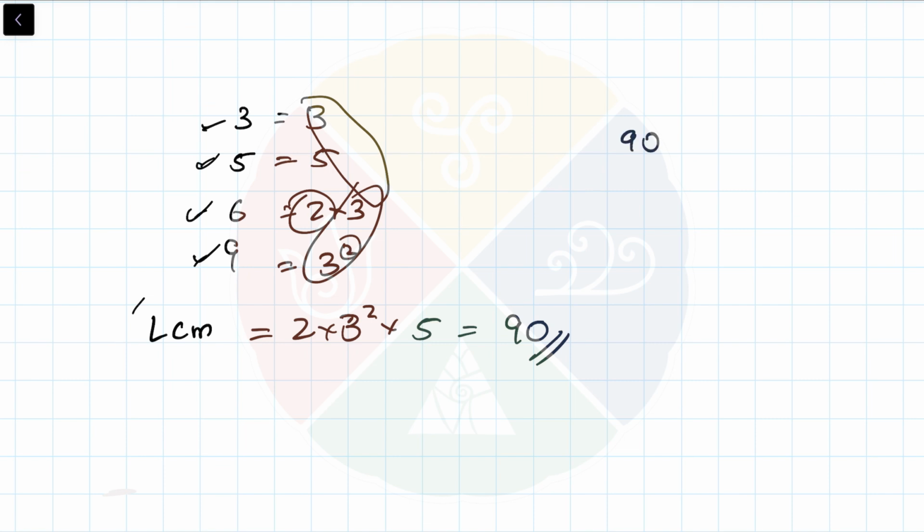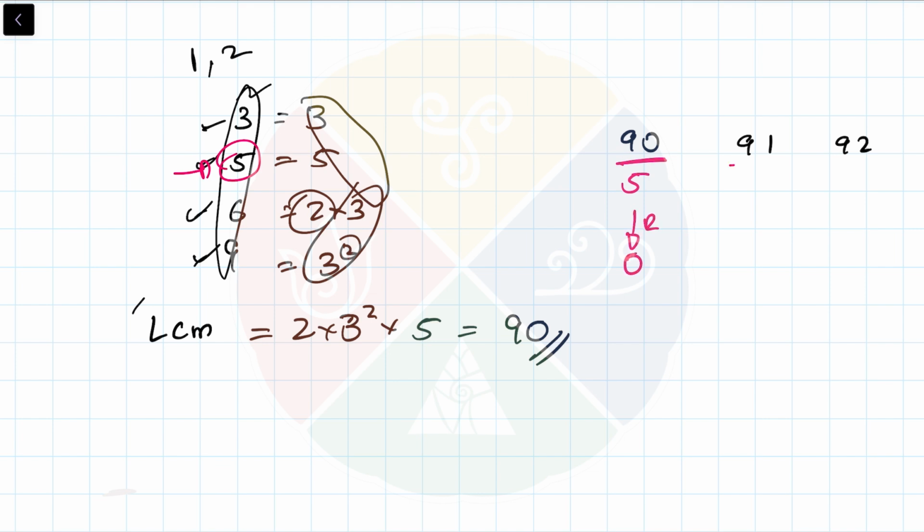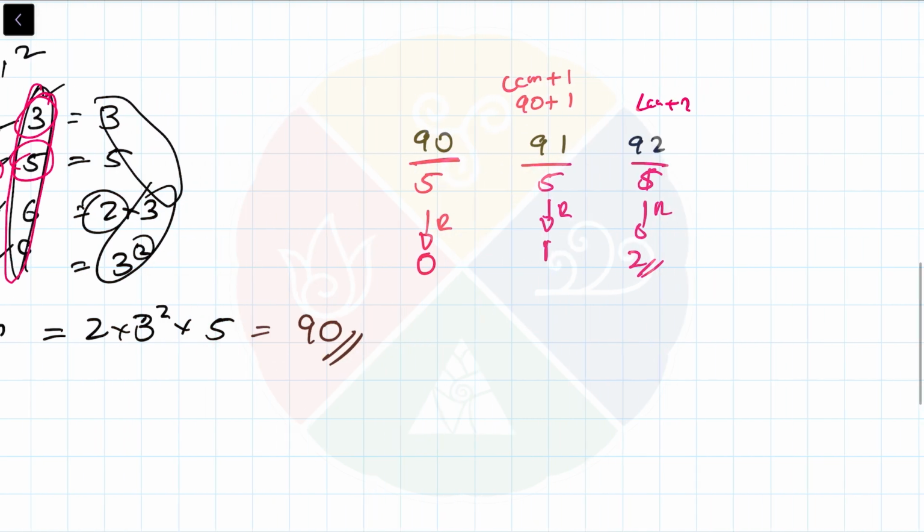Now, if you add any value which is less than all of these given numbers, that means 1 or 2, to this 90, that is 91 or 92. Take any of the given numbers randomly, let's take 5. If I divide 90 by 5, it is perfectly divisible, the remainder will be 0. But if I divide LCM plus 1 by 5, the remainder will be 1. If I divide LCM plus 2 by 5, I am going to get remainder 2. Of course, you have to take a number which is less than the smallest value, otherwise this method will become wrong.